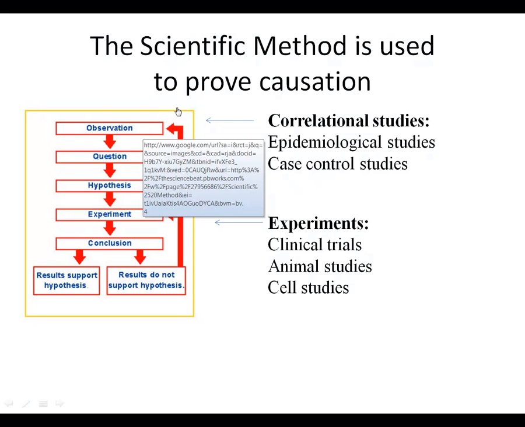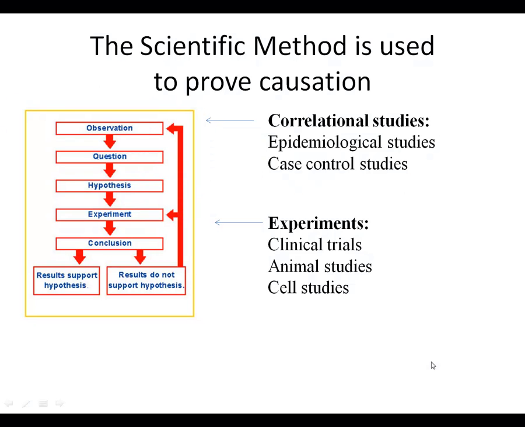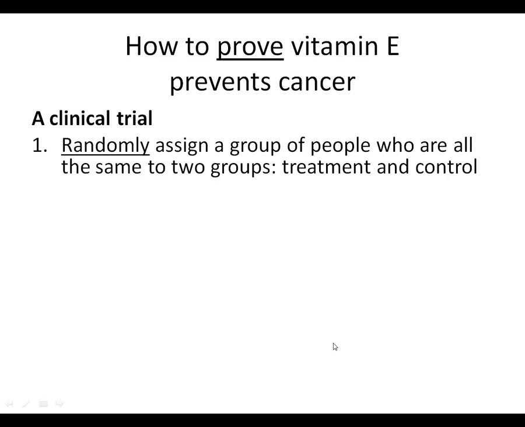But in order to actually prove it, you have to start with a hypothesis. In my example, vitamin E prevents prostate cancer. And then you have to do an experiment where you can predict a certain result, and then you do the experiment and compare the result. And if the results don't support the hypothesis, then you reject it. Okay. So let's talk about what an experiment would look like and how that would be different than the correlation.